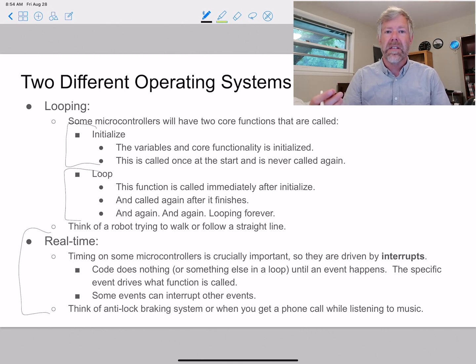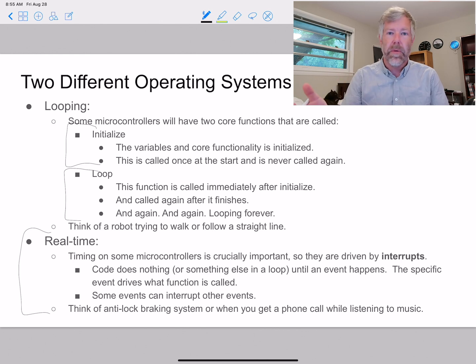So when you get a cell phone call, your cell phone recognizes that and it says, oh, something's happening. And then it goes into a function which responds to that something. And so that's why it's called a real-time operating system, because it's always sitting there waiting for real-time inputs. And then once it gets some sort of an input, it interrupts whatever it's doing.